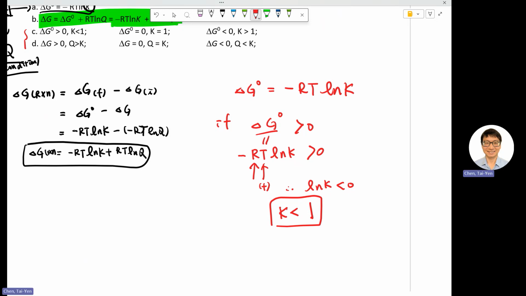What if your delta G naught is 0? If your delta G naught is 0, then what's K? 1, right? Because R and T are not 0, your natural log K has to be 0. Therefore, your K has to be 1. And then if your delta G naught is negative, that means, okay, let me write these things.